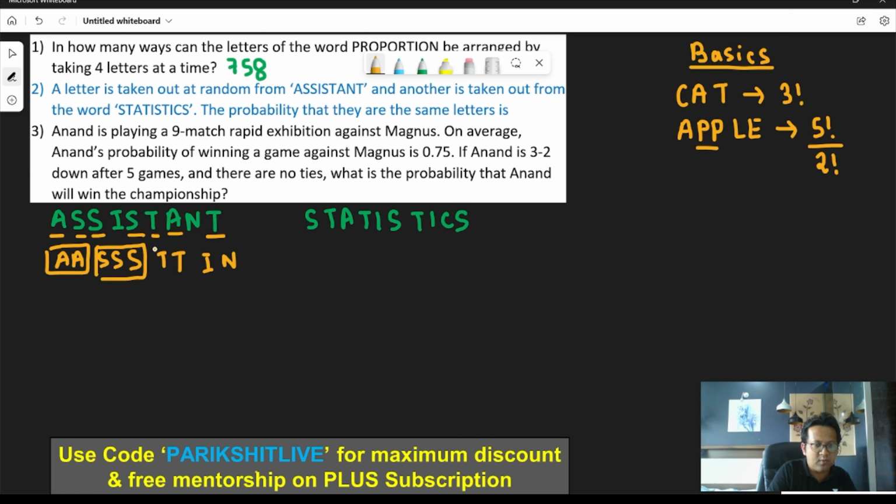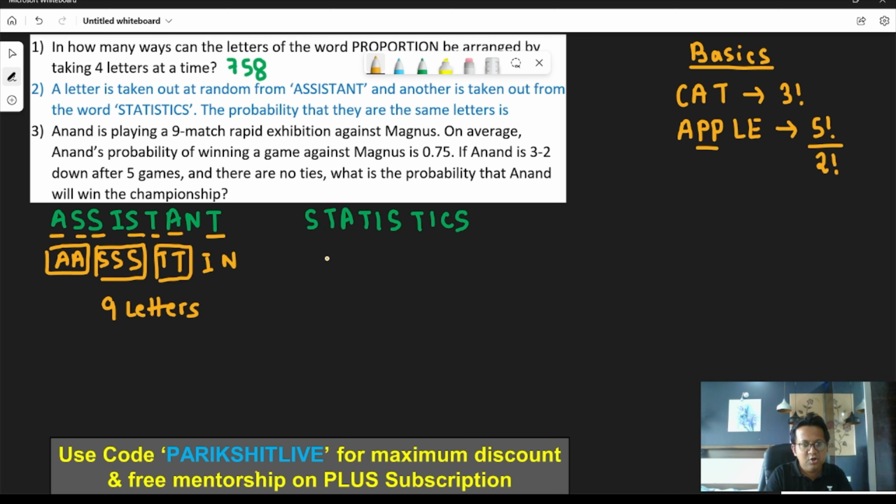A, S, T, I, and N. Total how many letters are there? 2 A's, 3 S's makes 5, 2 T's makes 7, and I and N make 9. So in total you have got 9 letters here.